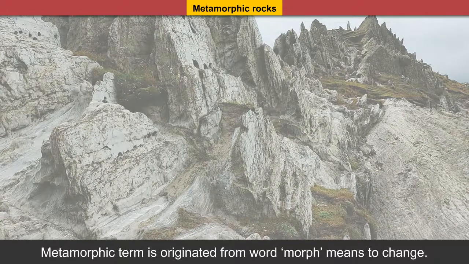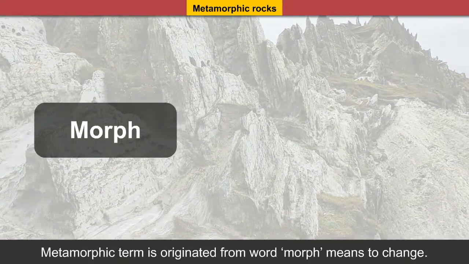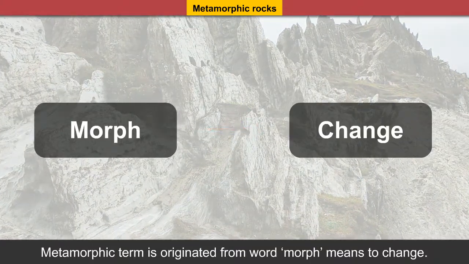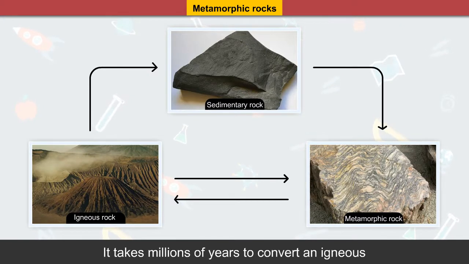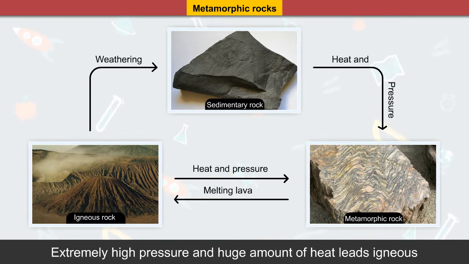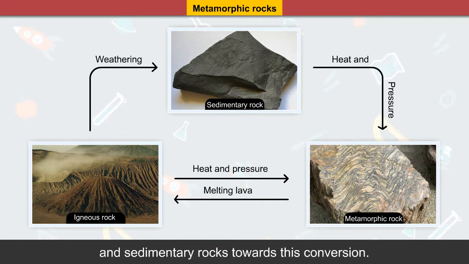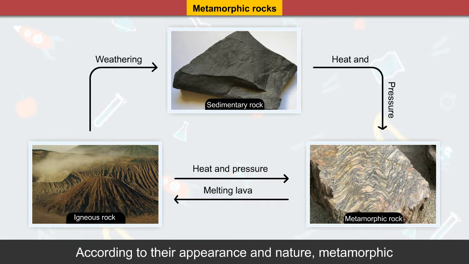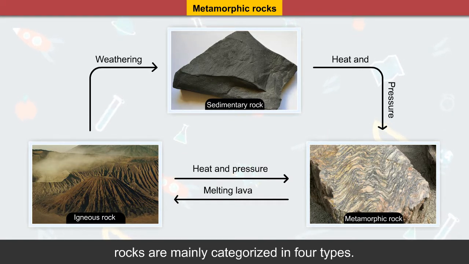The term metamorphic originated from the word morph, meaning to change. It takes millions of years to convert an igneous or sedimentary rock into metamorphic rock. Extremely high pressure and a huge amount of heat lead igneous and sedimentary rocks towards their conversion. According to their appearance and nature, metamorphic rocks are mainly categorized into 4 types.